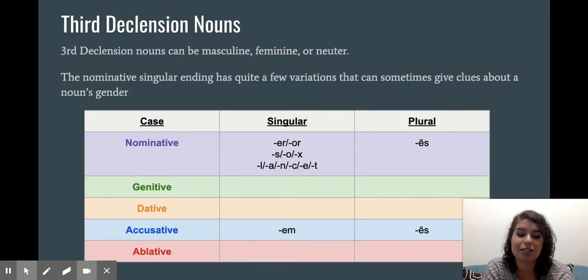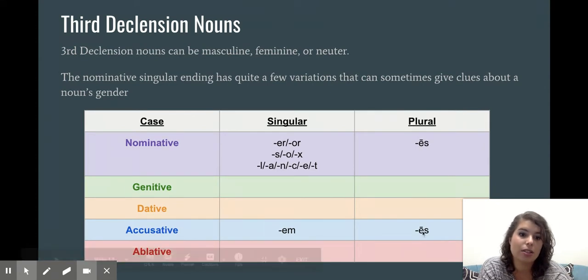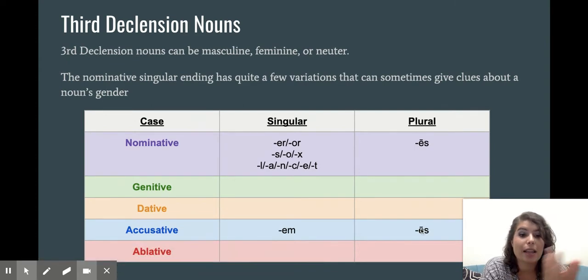Now, the other endings are different. The nominative plural is always going to end in a long ES, the accusative singular will end in EM, and the accusative plural will end in a long ES again. So this is another case where the nominative and the accusative, in the plural at least, have the same ending. But as I mentioned, context clues will usually clarify which one is being used in a sentence.